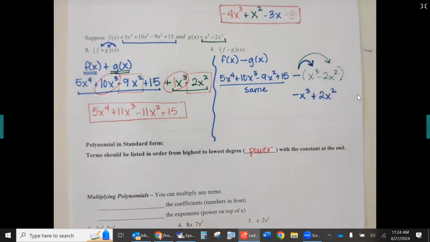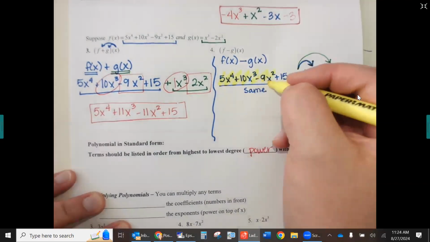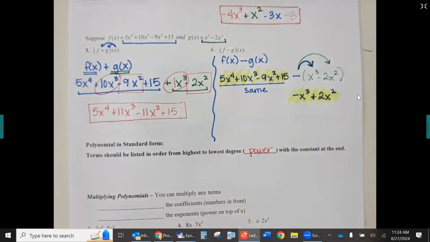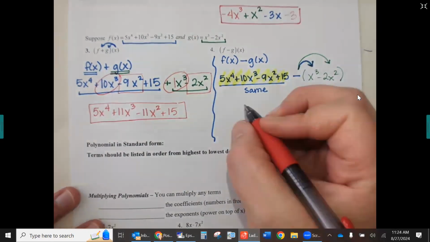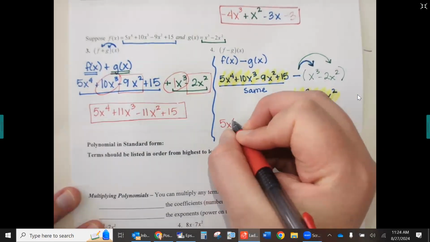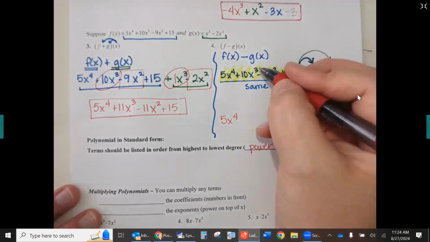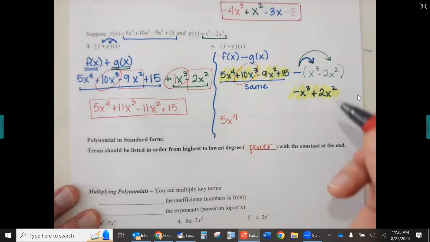So now we're going to combine like terms between all of these guys and these guys. Look for your ones that go together. I only see one x to the 4, so 5x^4 is going to stay by itself. Tell me what my x cubed terms are. What are the numbers in the front? I have a 10 and a what?